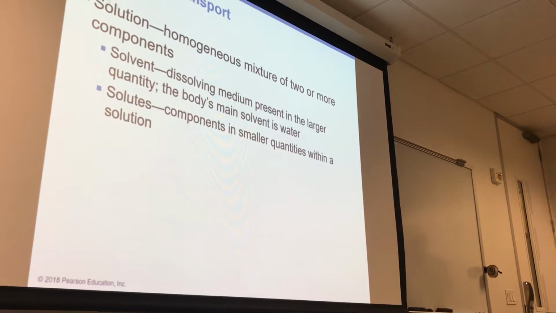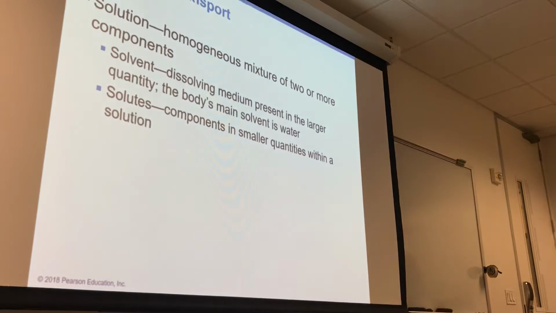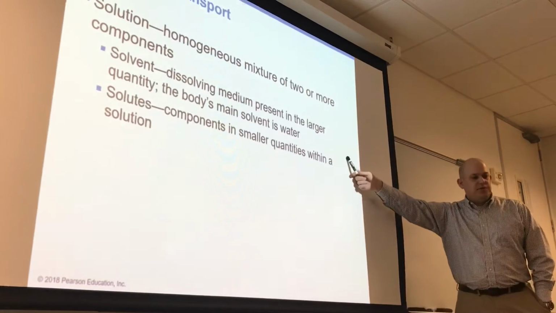And that's true. Having said that, though, there are times where we need to move things across the plasma membrane of the cell, either from the outside to the inside of the cell or from the inside to the outside of the cell. And all of those processes are, in general, referred to as membrane transport. To understand membrane transport, there's a couple key terms that we need to talk about. First one is the difference between a solvent and a solute.